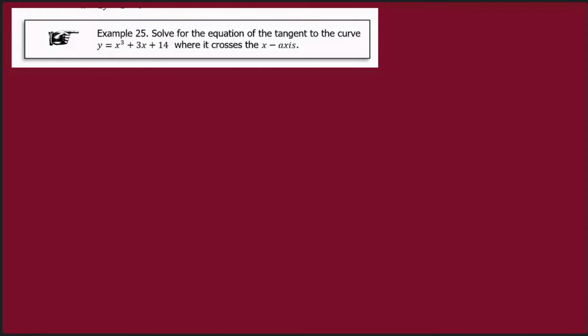If you are solving for a tangent line, of course, given a curve. Okay, tangent to the curve, di ba? The tangent line to the curve where it crosses at the x-axis. Di ba? So, it crosses at the x-axis.